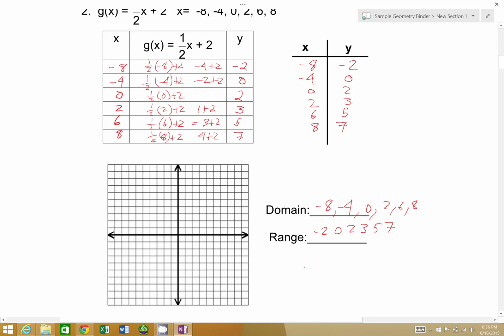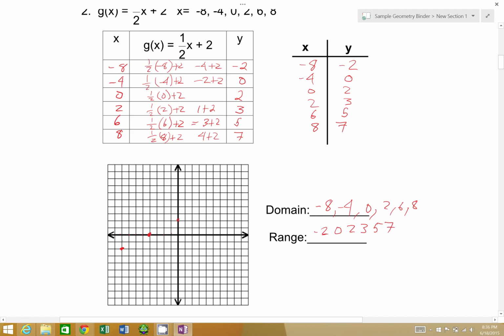Okay? To graph this function, we're going to go step by step, and we're going to plot every point. So let's start at the top. -8, I go over 1, 2, 3, 4, 5, 6, 7, 8, down 2. -4, 1, 2, 3, 4, over 0.